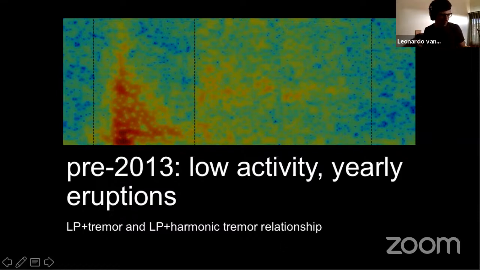Now for 2013, this is different because the levels of seismicity and the eruptions were lower. But it's interesting because we have two kinds of precursor signals, the LP plus tremor, not harmonic, and also the LP plus harmonic tremor. And maybe there's a relationship between the two.